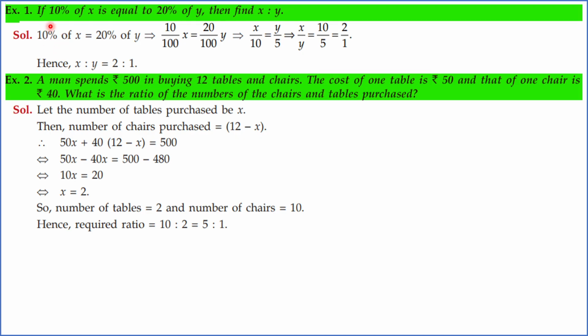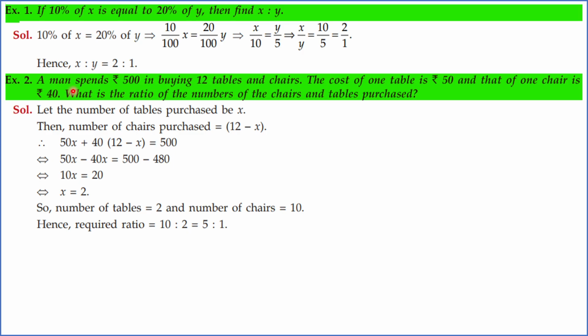If 10% of x is equal to 20% of y, then find x is to y. So 10% of x is equal to 20% of y. That implies 10 by 100 x is equal to 20 by 100 y. That implies x by 10 equals y by 5. That implies x by y is equal to 10 by 5. So hence x is to y is equal to 2 is to 1.